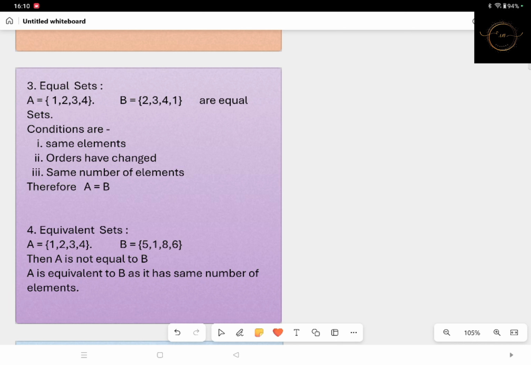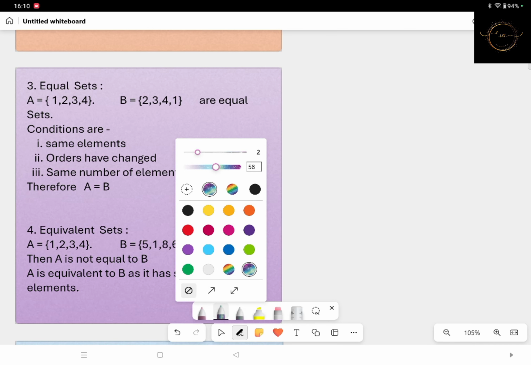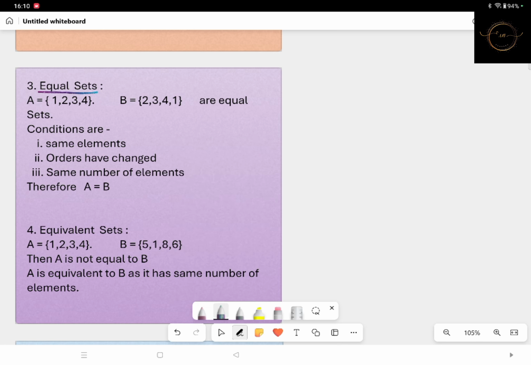Next we will learn about equal sets and equivalent sets. Like the previous one, these two have a close connection between them. I'll show you with an example. First we will learn about equal sets. Look over here, I have given two sets. Capital A, the set elements are 1, 2, 3, 4, and capital B, the elements are 2, 3, 4, 1.